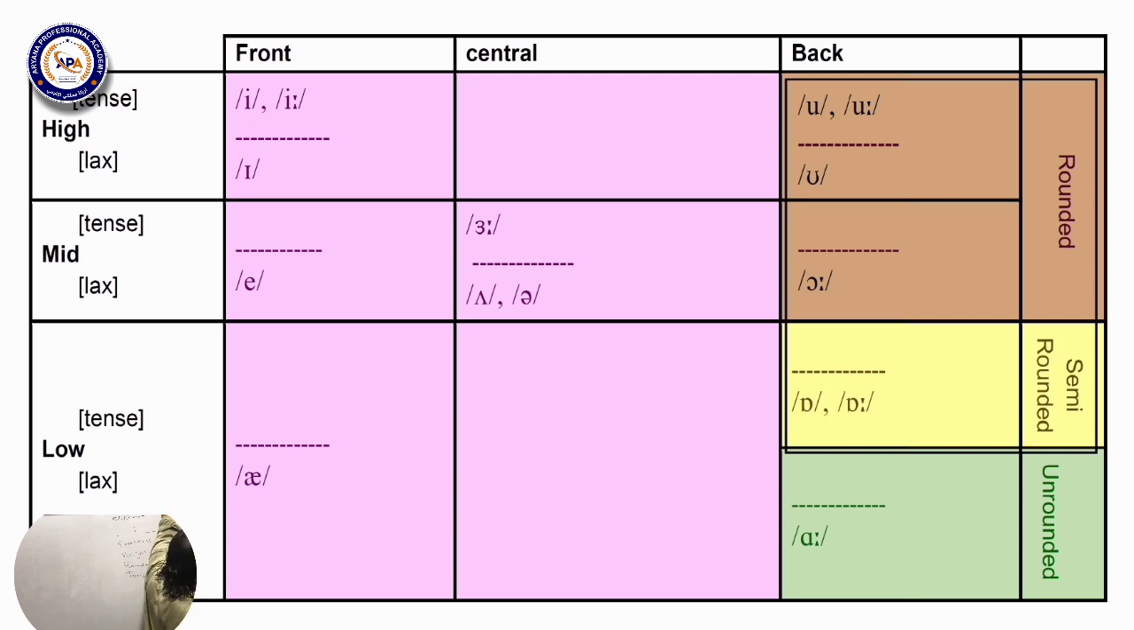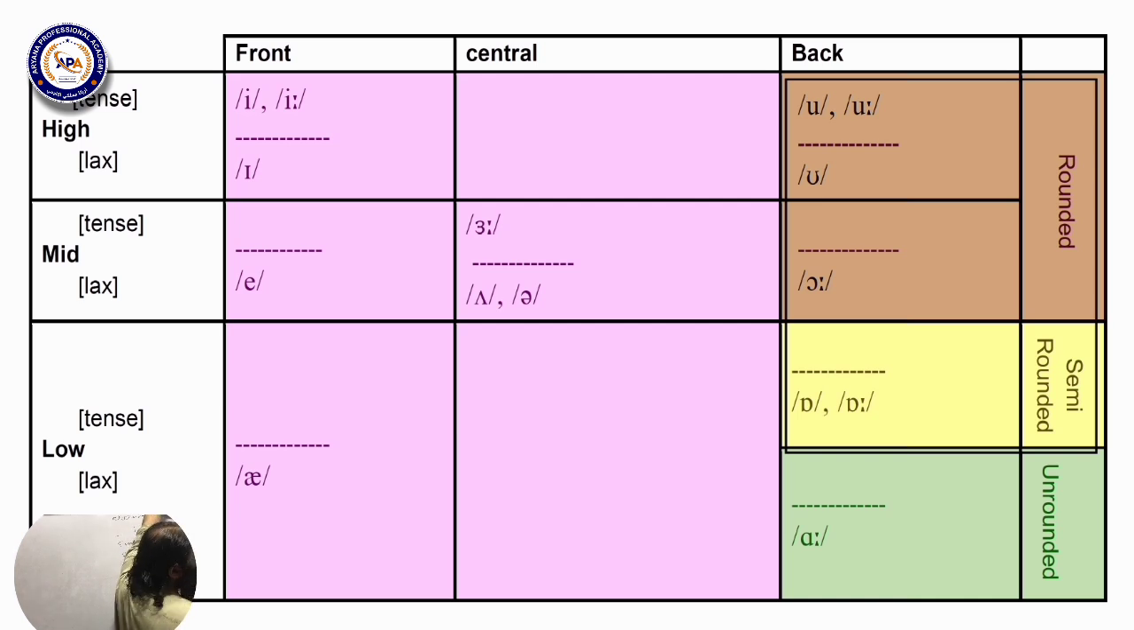See, E, the short and long, E in E and A. These three are high vowels according to height. And according to frontness, they are front vowels. But according to tenseness, the first two, the upper ones, those which are above the line, are tense vowels. And the lower one is a lax vowel. And they are unrounded. This area is all unrounded.